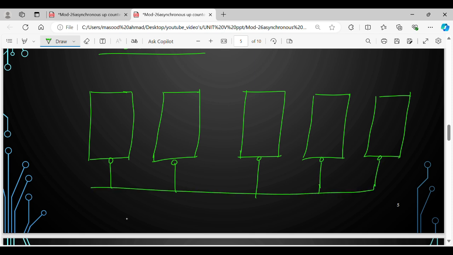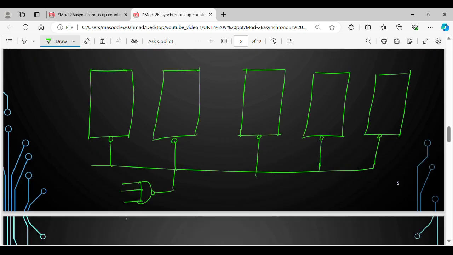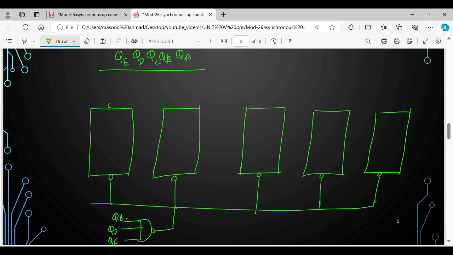Now this is connected to a NAND gate. What are the inputs? QB, QD, QE. Whenever QB, QD and QE are ones, it will get cleared. Otherwise, it goes from 0 to 25. All presets are connected to 1, since we are not going to load any values. We start from 0.